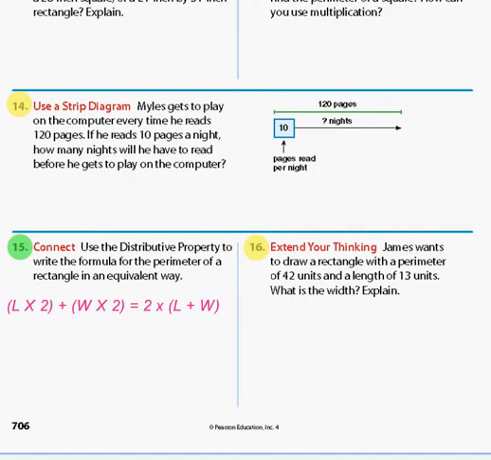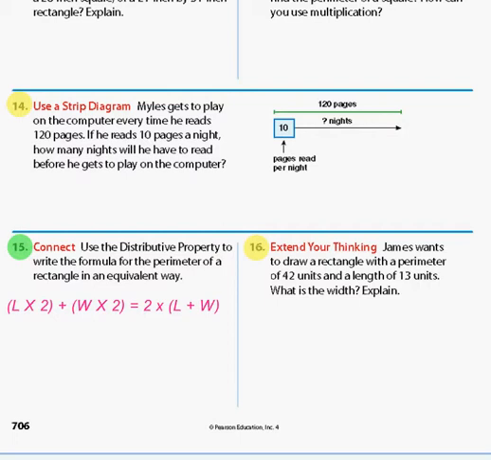Okay, Miles gets to play on the computer every time he reads 120 pages. If he reads 10 pages a night, how many nights will he have to read before he gets to play on the computer? And they have a strip diagram right there to kind of help you figure that one out.